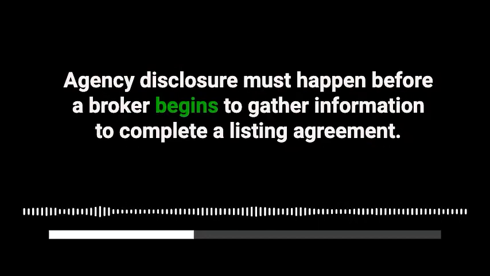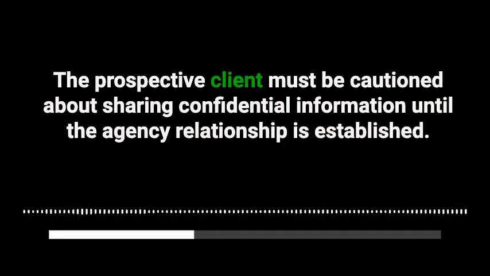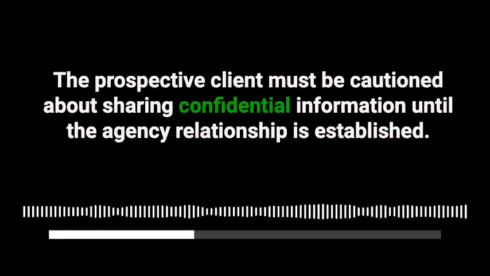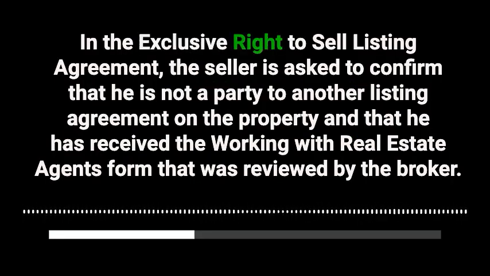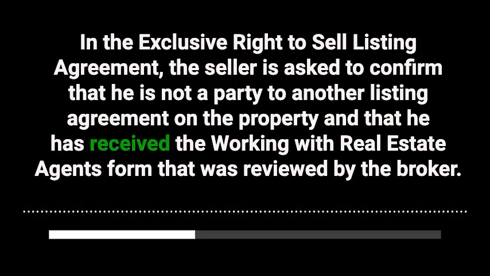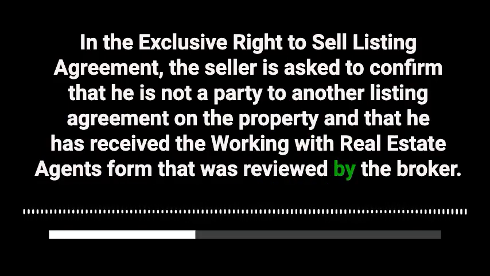Agency disclosure must happen before a broker begins to gather information to complete a listing agreement. The prospective client must be cautioned about sharing confidential information until the agency relationship is established. In the exclusive right to sell listing agreement, the seller is asked to confirm that he is not a party to another listing agreement on the property, and that he has received the working with real estate agents form that was reviewed by the broker.